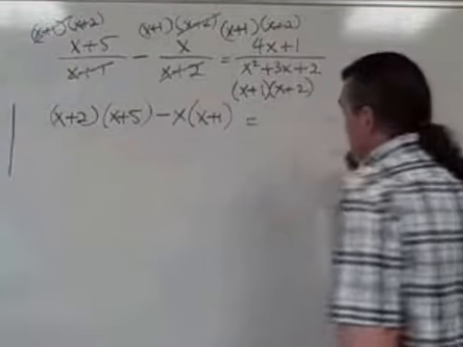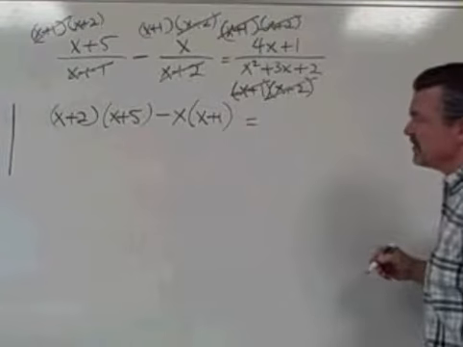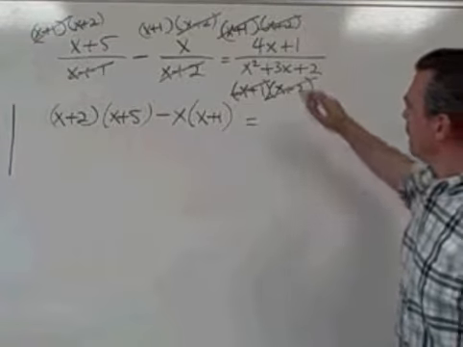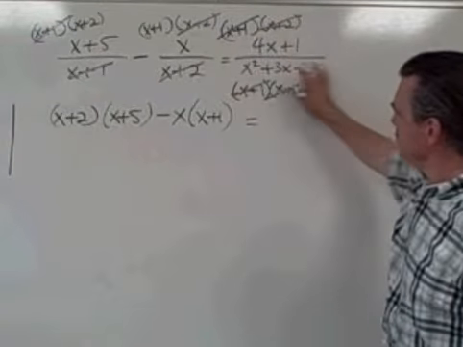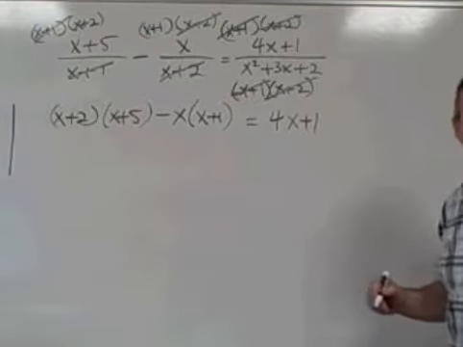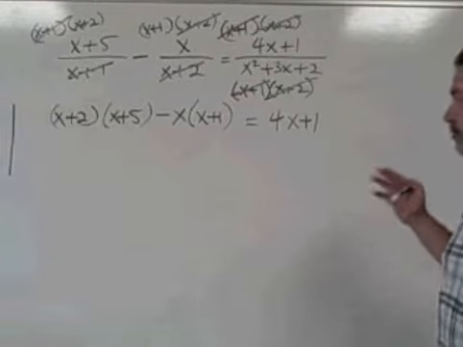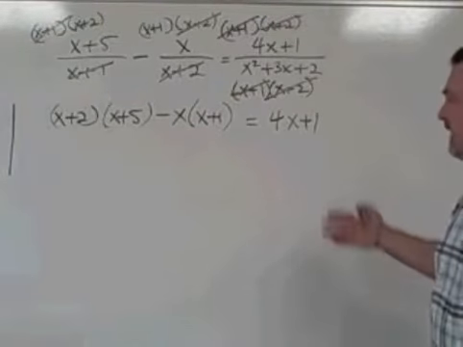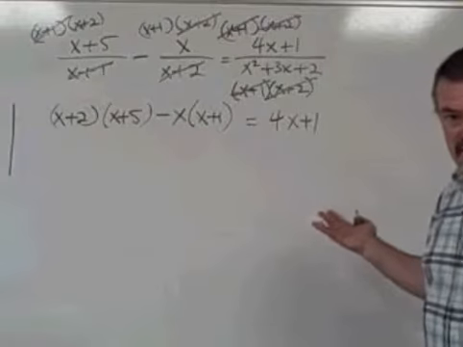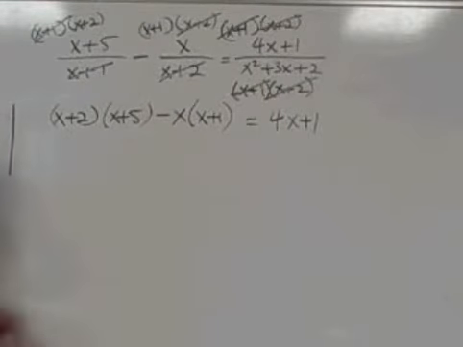And here, there's complete cancellation. The binomials here cancel the denominator completely, simply leaving me the numerator 4x plus 1. And now I have a new equation to solve that is completely free of fractions. We need to get rid of those parentheses first in order to see exactly what kind of equation we have.